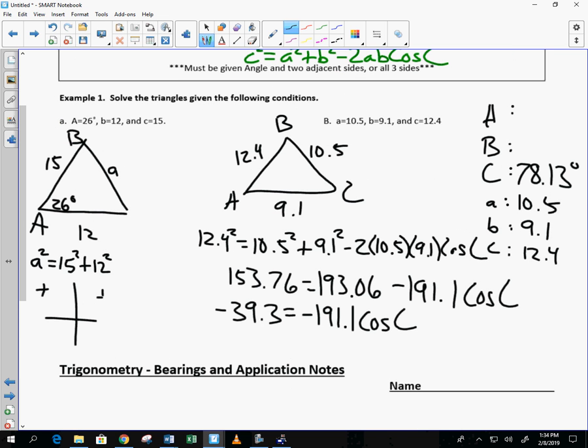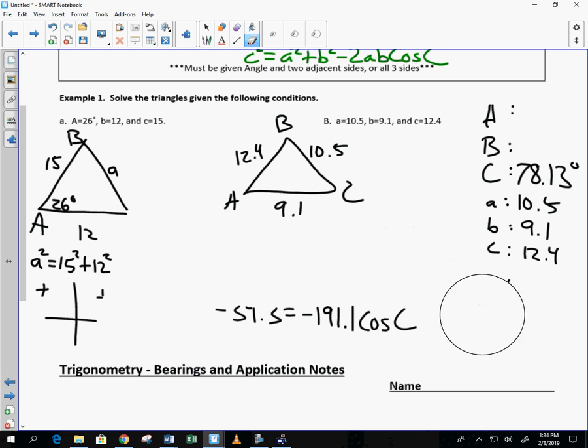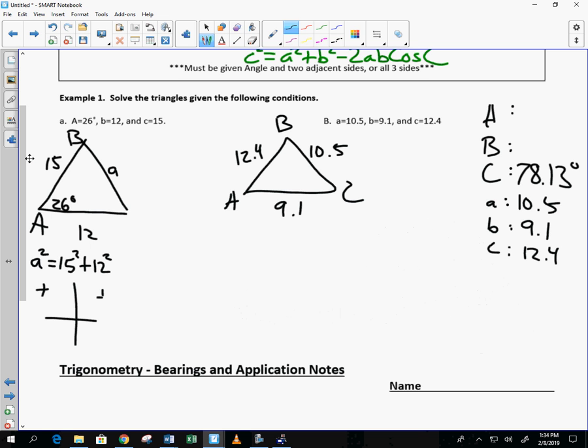Tell me something about 78.13. It is acute. Tell me something else about it in context with all the other angles here. It's not obtuse. It's the only one we have knowledge of. It is the largest, isn't it? So is it fair to say that A and B are both going to be acute? Can the law of sines handle acute angles? No problem. So set it up for me. Sine of what? Sine of A over 10.5 equals sine of 78.13 over 12.4.